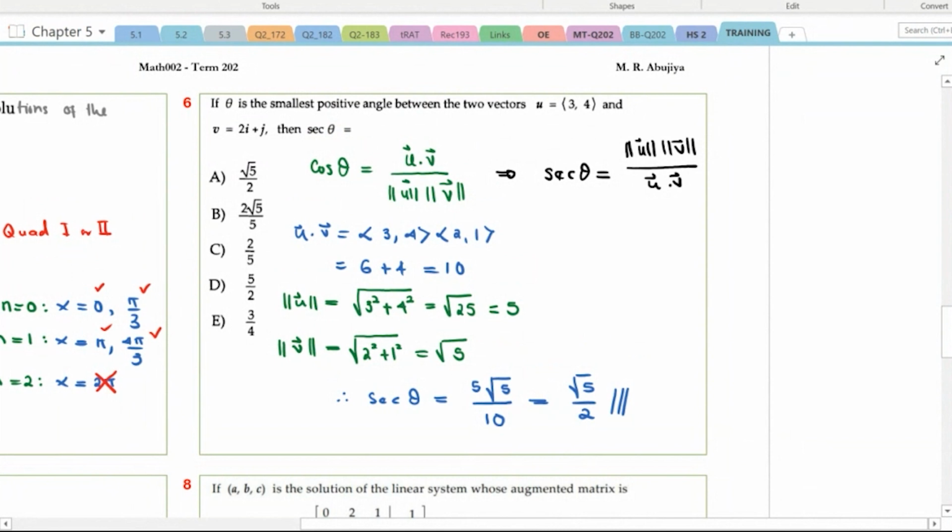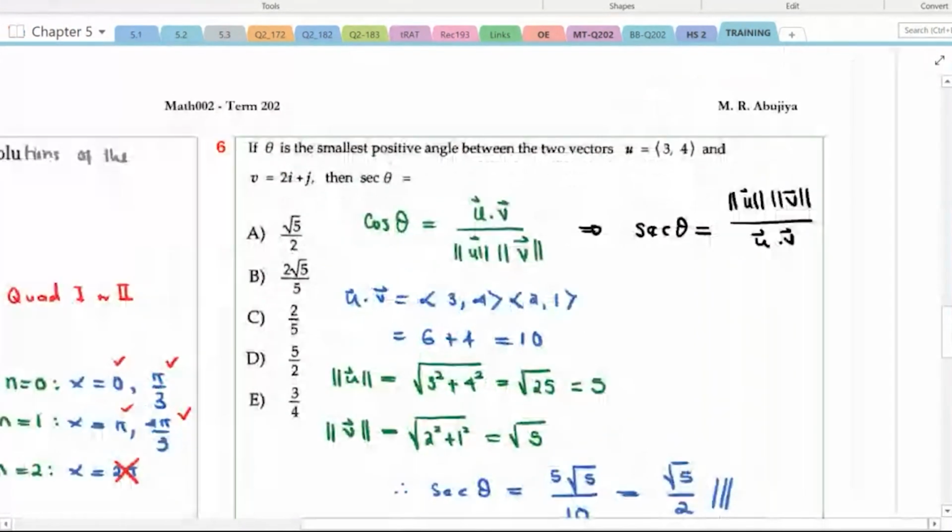Okay, we have Sahud here. Yes, Sahud, what's your question? Yes, hello, Doctor. When we find cosine theta, how do we know the theta is the smallest positive?